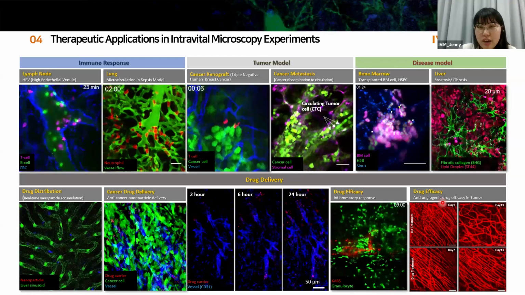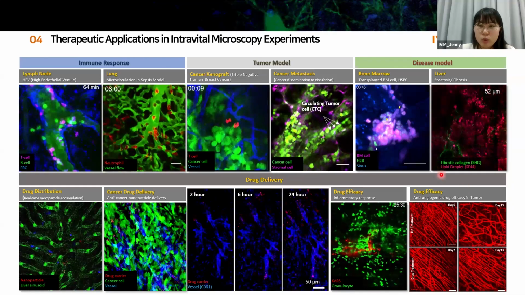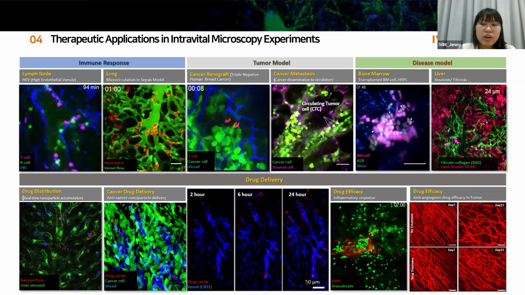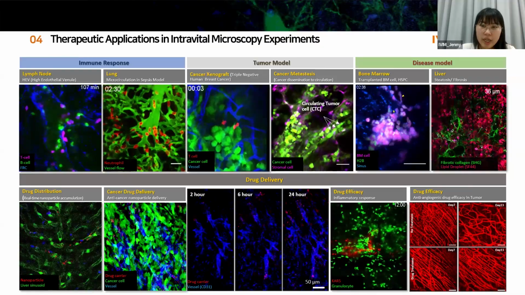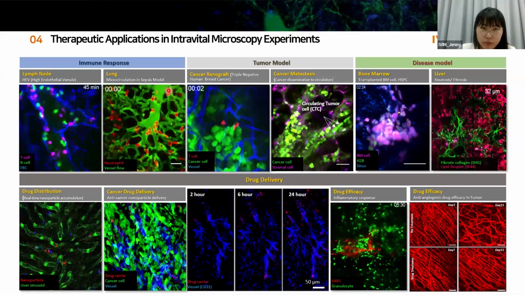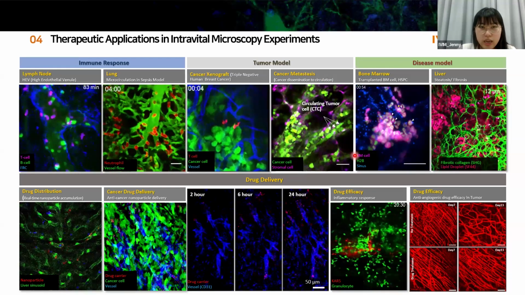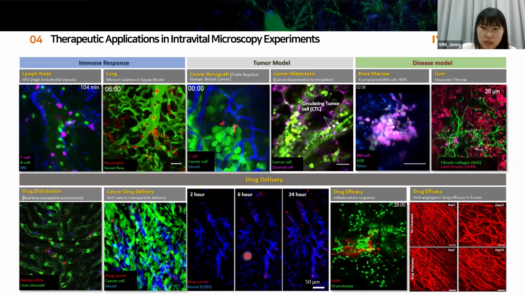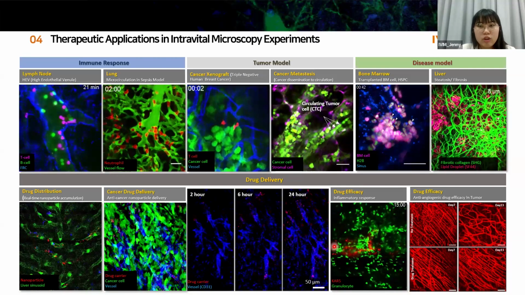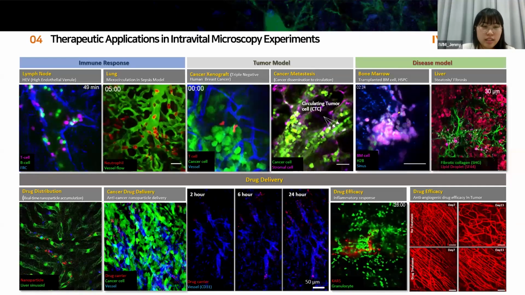So by using IVM Technology's intravital microscope, we can visualize various organs in real time in living animals. This enables direct observation of a wide range of biological processes, such as immune responses occurring in vivo, tumor progression and metastasis, drug delivery, mechanism of action, and much more. Let's take a look at a few representative examples that I've put in the slide here.